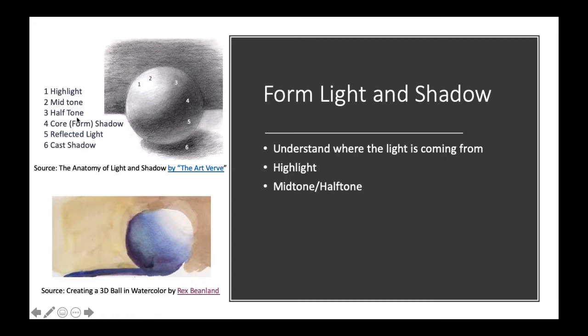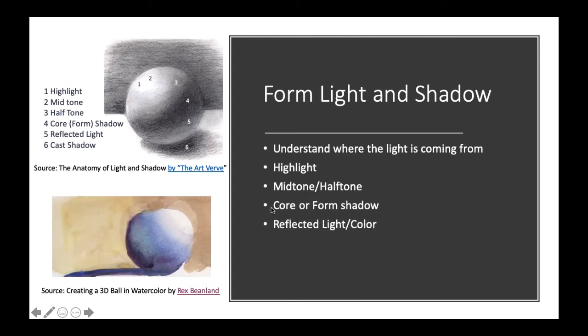And then the final value we have is cast shadow. Now sometimes cast shadow is darker than core shadow and vice versa. It depends on the color of the object and the color of the surface. If the color of the object is darker, then cast shadow will be darker than form shadow. But if the surface is darker than the form, then they'll switch places. So that's what we're talking about.